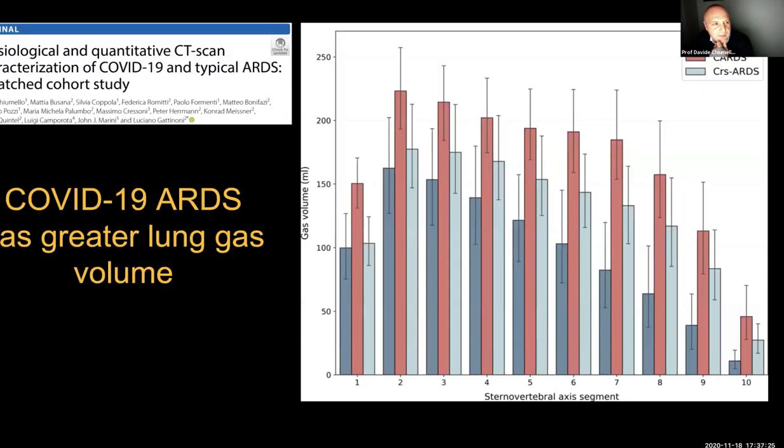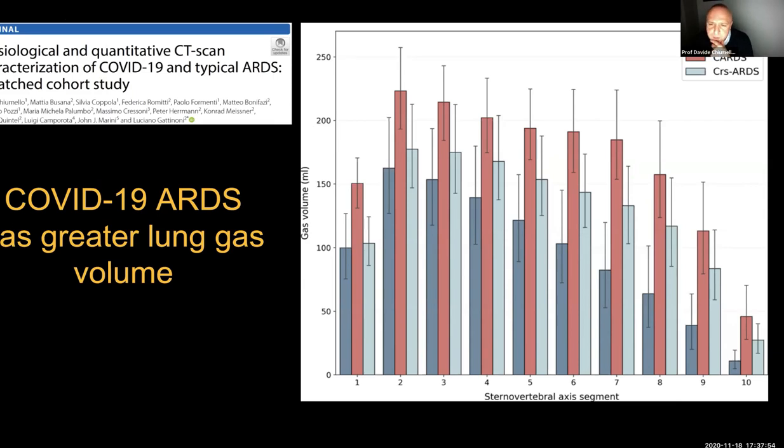And this is again from the same paper from Professor Gattinoni's group, where you can see that patients with ARDS from COVID-19 have more preserved lung volume, greater lung volume, and therefore can potentially accommodate, in the early stages of their disease, a greater, more liberal tidal volume to start with. And I'll come back to that at the end of the talk.